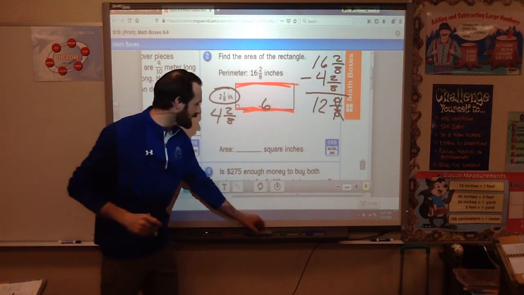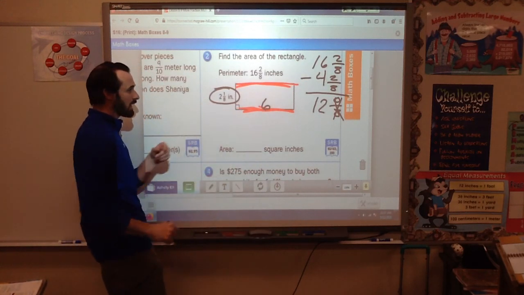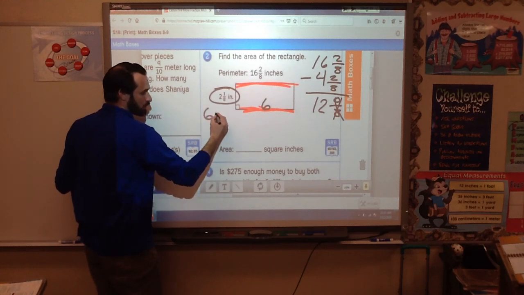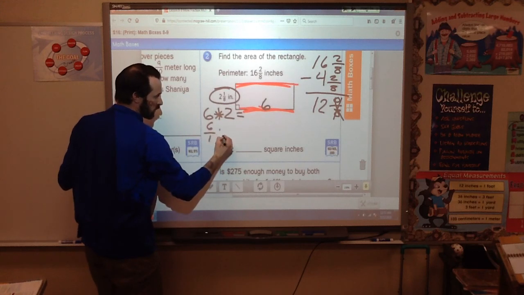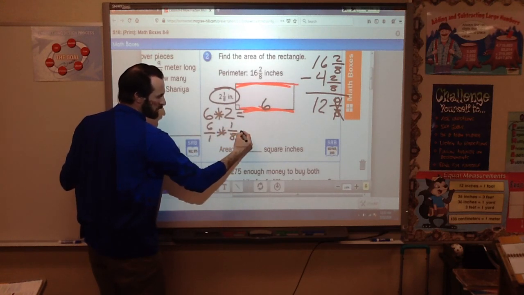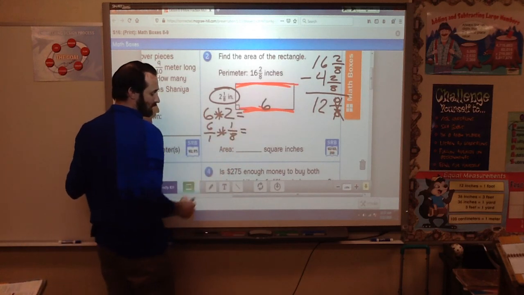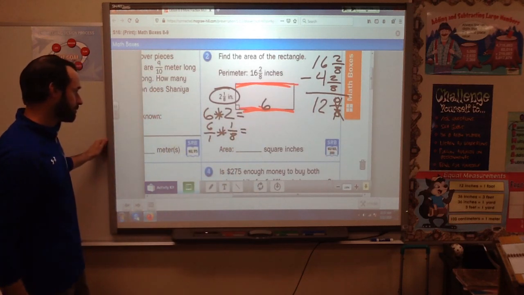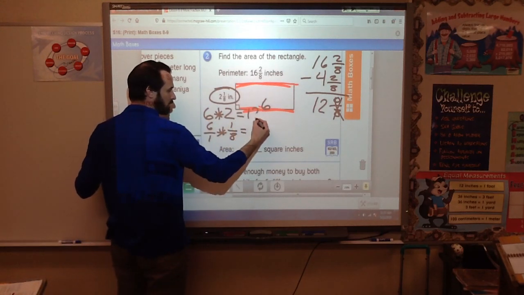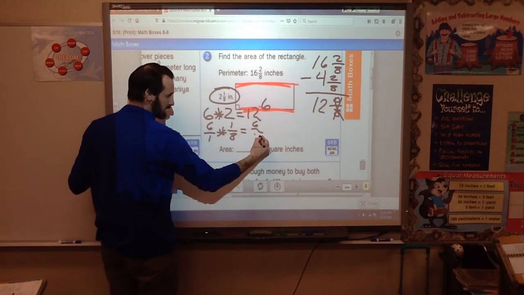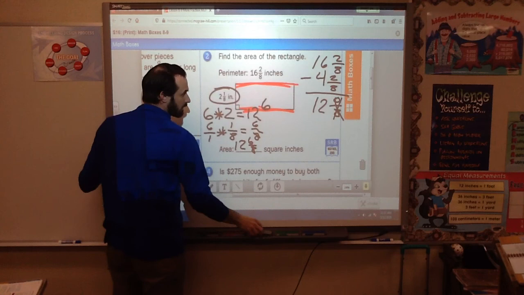So now to find area, we take length times width. So we're going to do this in 2 problems. We're going to do 6 times 2 and 6 over 1 times 1/8, because anytime we multiply by a fraction, we got to put it over 1, the whole number. Go ahead and solve those. 6 times 2 is 12, and 6 times 1 is 6/8. So we should get 12 and 6/8 for that one.